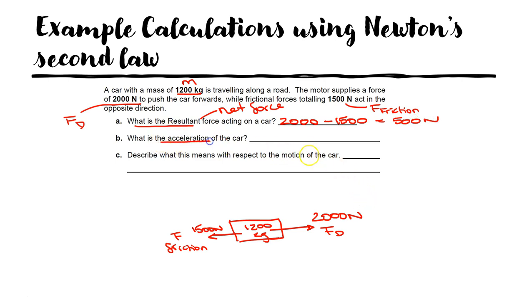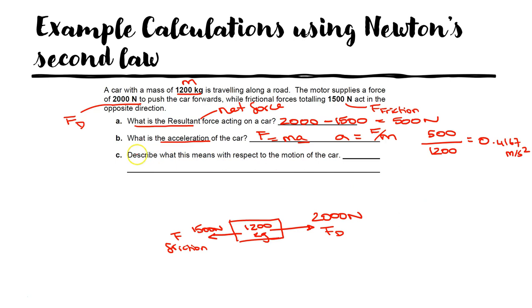I can now work out the acceleration of the car using F is equal to ma. I'm going to rearrange to find a. So I'm going to have a is equal to F divided by m. My force is 500 because that was the net force acting, dividing by the 1,200 kilograms on the car. This will now let us work out 500 divided by 1,200, and that gives us an acceleration of 0.4167 meters per second squared.